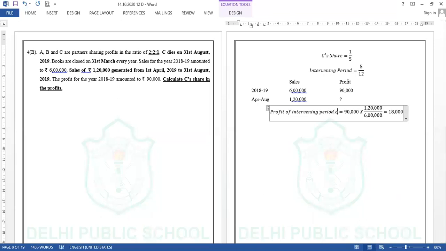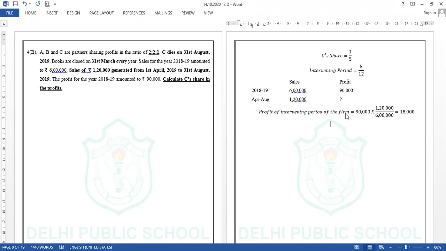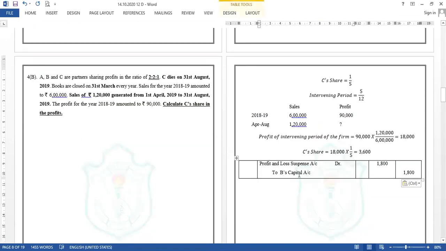Let me write this so that you understand and remember this. Profit of intervening period of the firm. Okay, this is the firm's profit, 18,000 rupees. Now from here I need to calculate C's share. So C's share will be 18,000 into what? Into C's share, how much is it? 1/5. So how much will that be? 1/5 of 18, 3,600. So this should be the answer. So P&L suspense account debited to C's capital 3,600.